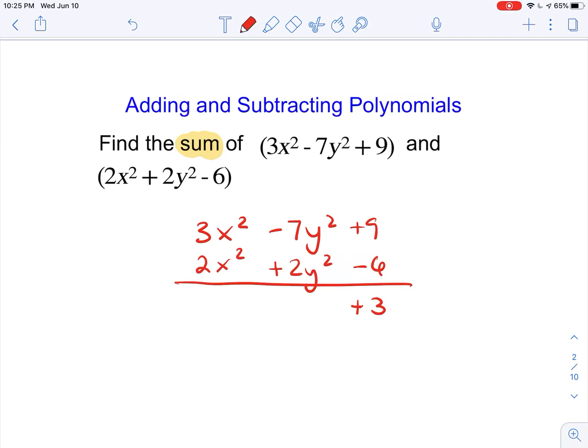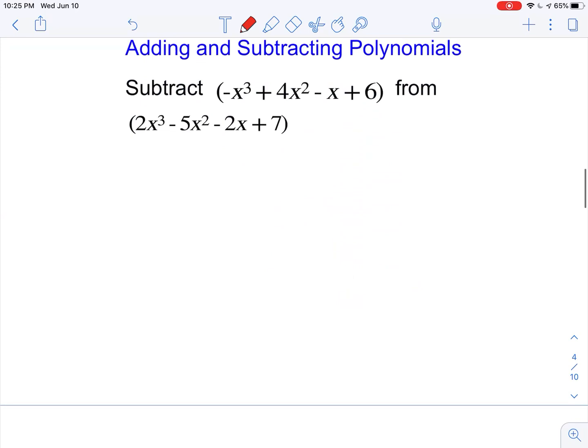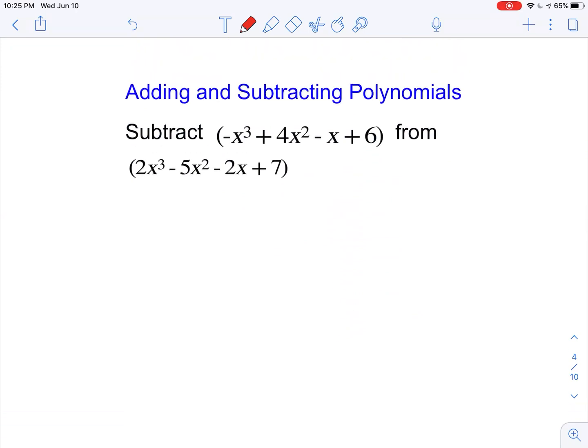9 minus 6 gives me a plus 3. Minus 7 plus 2 gives me a minus 5y squared. And 3x squared and 2x squared also gives me a 5x squared, making my final answer 5x squared minus 5y squared plus 3.